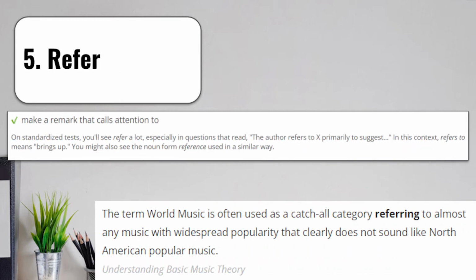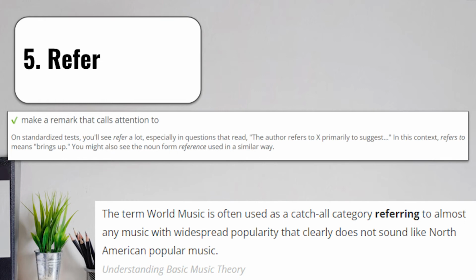Term number 5 is to refer to something. It's refer. To refer is to make a remark that calls attention to it. We're having a lot of words about bringing something to the forefront, calling attention to it. On tests, you'll see refer a lot, especially in questions that read, the author refers to this primarily to suggest blank. In this context, refers to means bring something up. You might also see the noun form reference used in a similar way.